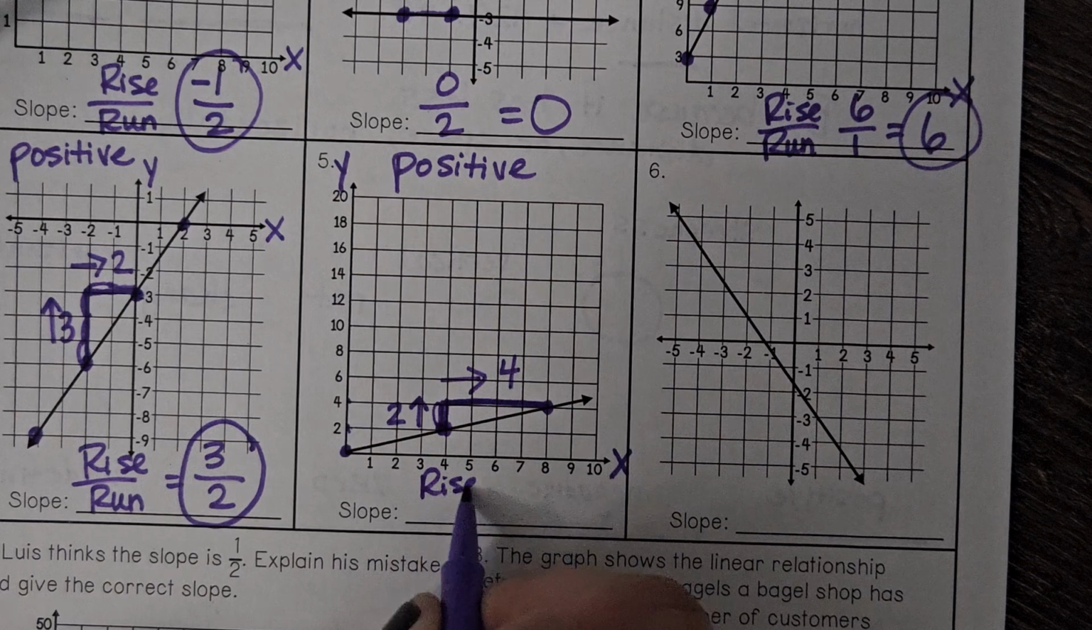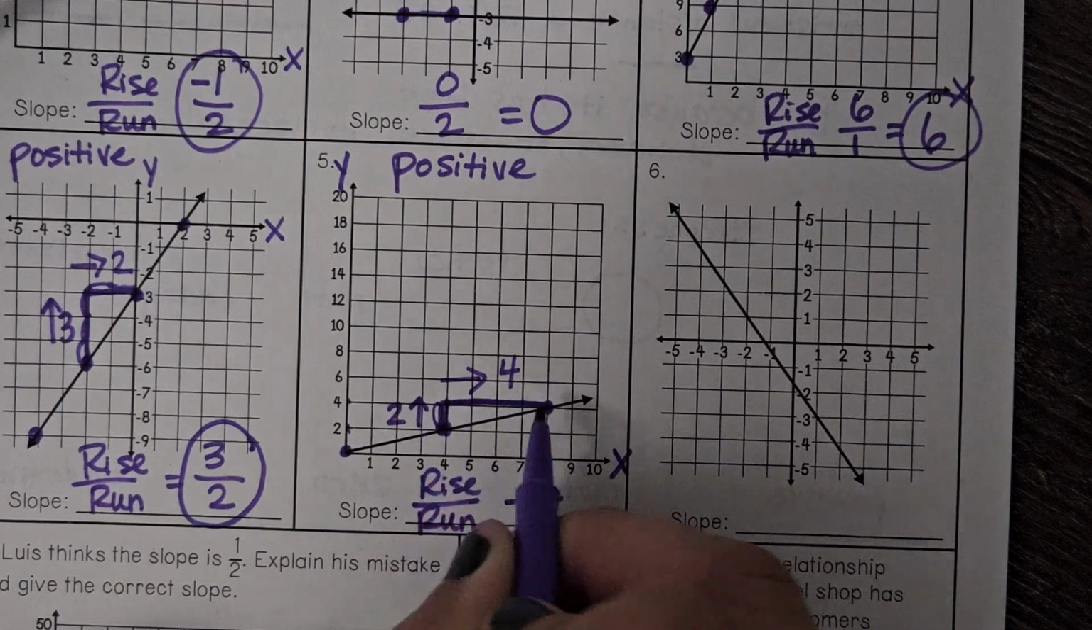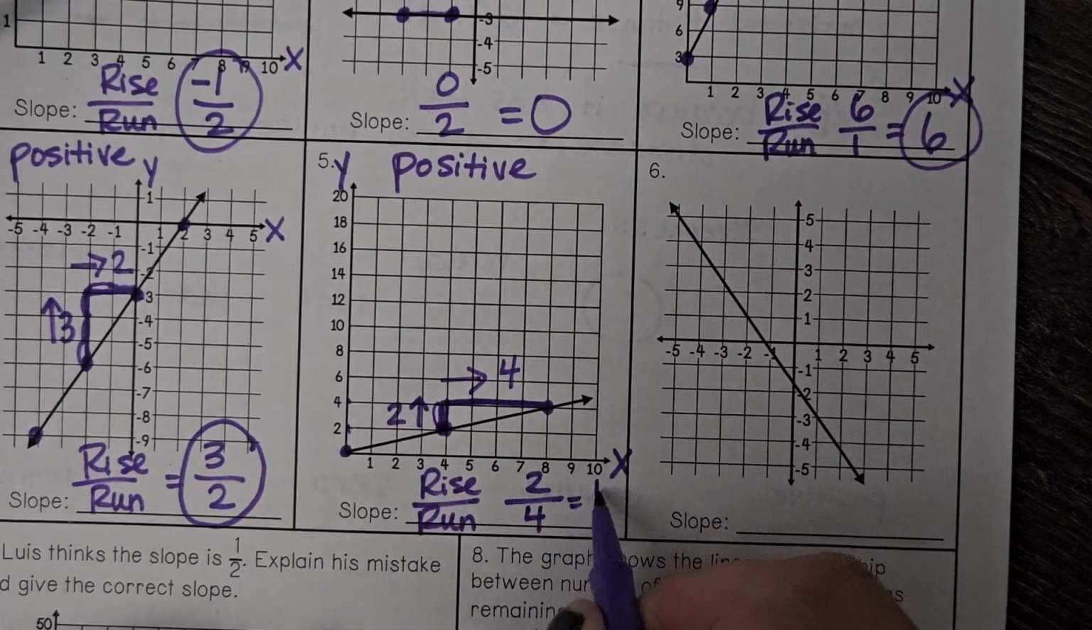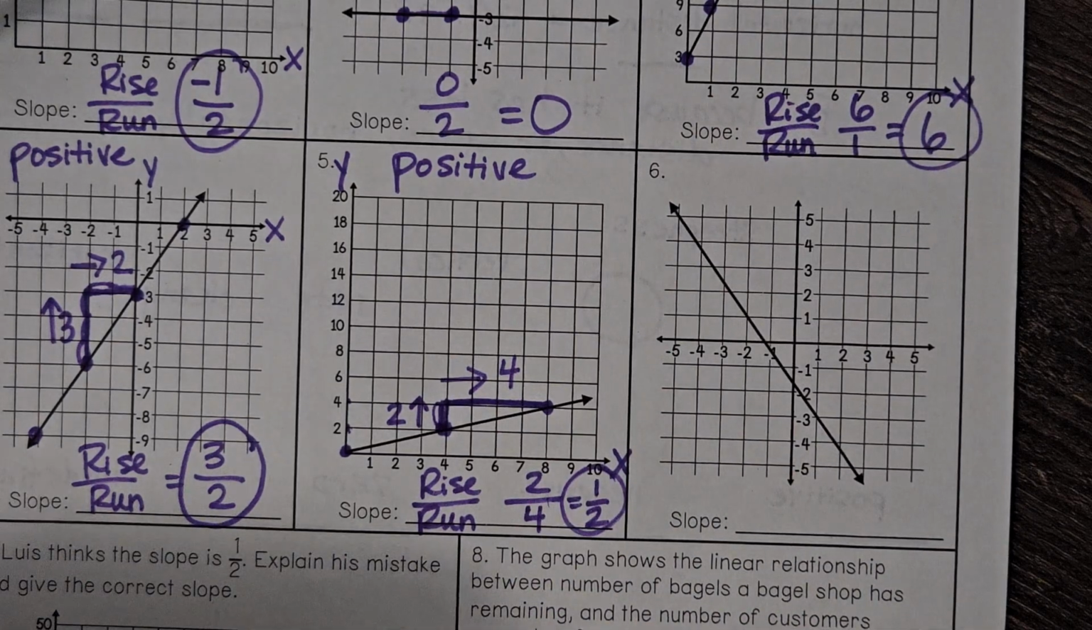So my rise number is positive 2. My run number is positive 4, since I'm moving up and to the right, which makes my final slope 1/2, or you could keep it as the 2/4.